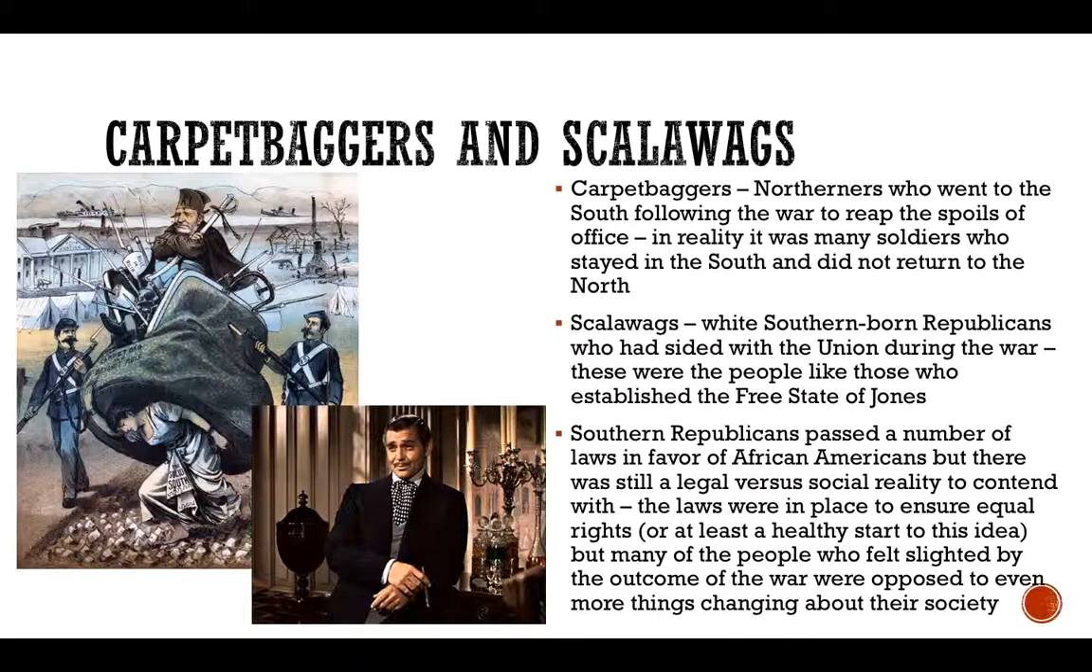Southern Republicans passed a number of laws in favor of African Americans, but there's still a legal versus social reality to contend with. So the laws were in place to attempt to ensure equal rights. It's the beginning of that idea. But the people who were living there weren't necessarily following suit. So they were attempting to circumvent the laws and still prevent Black participation in political issues.